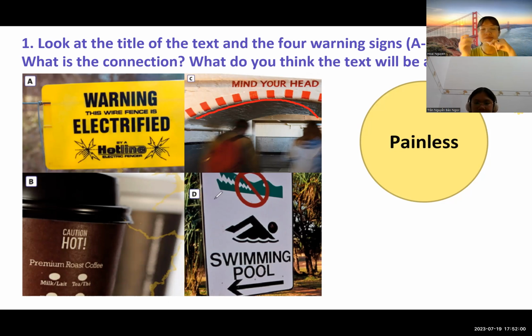Okay, so picture D. It has a crocodile, so don't swim. And the swimming pool is on the right. The swimming pool is on the right? Yeah, and that lake or something has a crocodile.